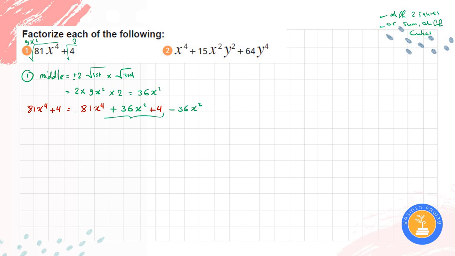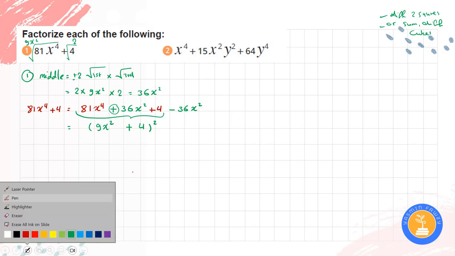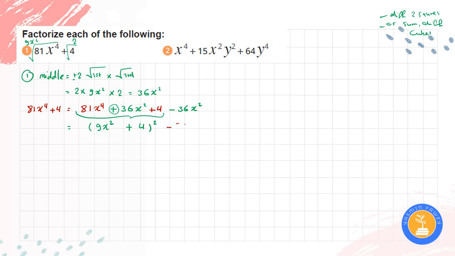Now these three terms, or trinomial, represent a perfect square expression. So the square root of the first term is 9x to the power 2. The square root of 4 is 2, and I will keep the middle sign. Then let's drop the last expression as it is, which is minus 36x to the power 2. Now I have a difference between two squares, because I can find the square root of the first term and the square root of the second term.